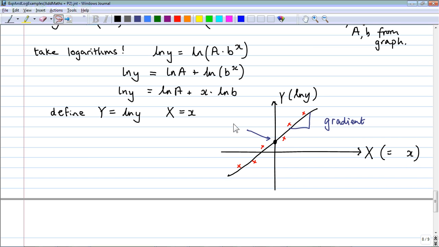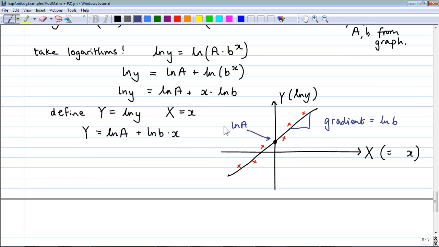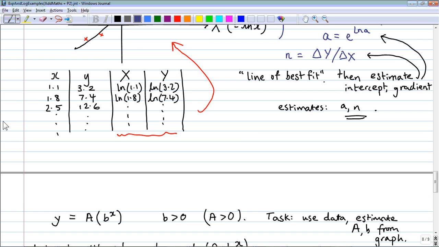Well, you can see that the straight line equation looks something like this. Capital Y, ln y, is equal to ln capital A plus ln B times x. So the intercept is still the logarithm of A, well this time capital A, but the gradient is now ln B. If you remember, our task was to estimate A and B from the graph, and we can see now how we do that. We use the same method as before.